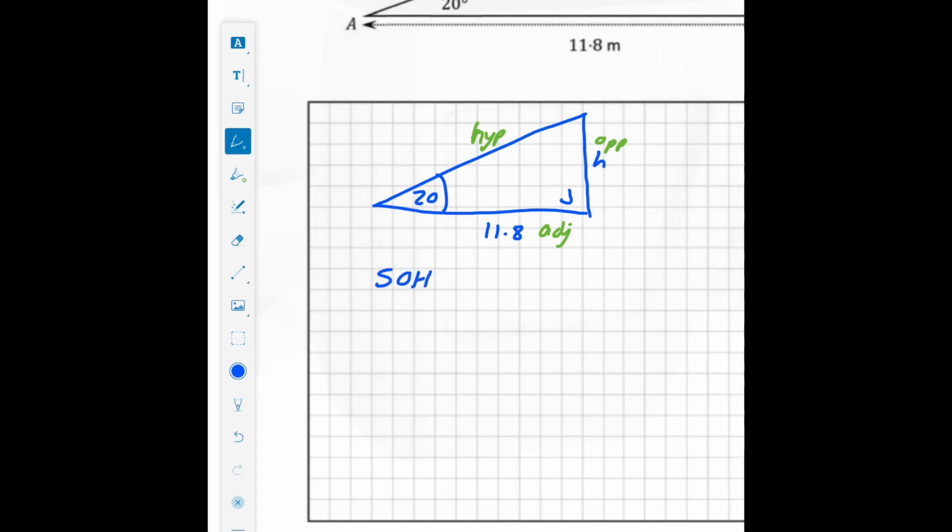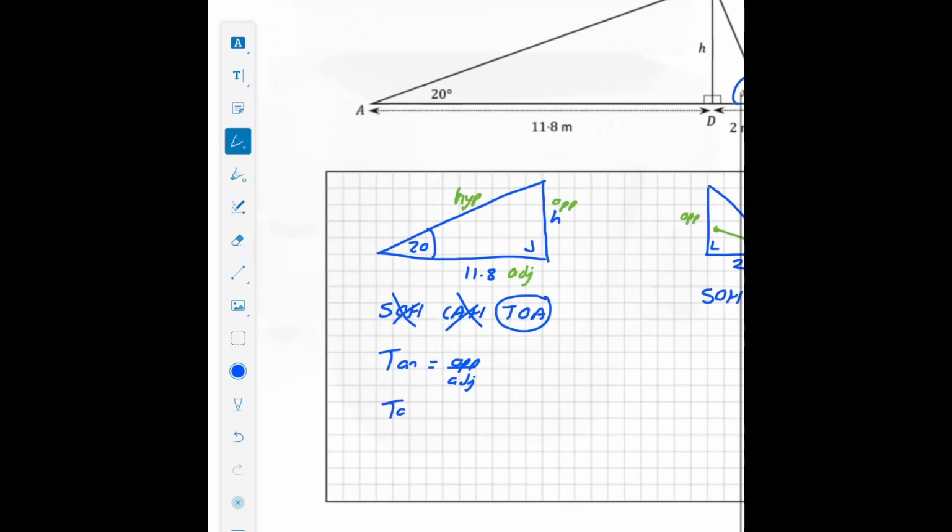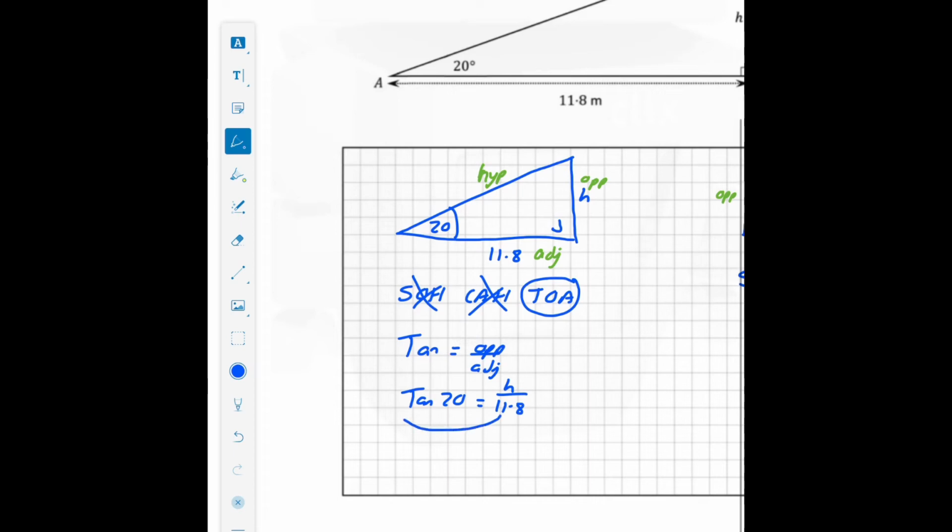Okay, so I have SOHCAHTOA. Now the hypotenuse here, we're not looking for it. We don't care about it. So anything with a hypotenuse is going to be gone. So we're going to work with tan. So we know that tan is equal to opposite all over adjacent. Okay, so we have tan 20 is equal to opposite, which is H, all over adjacent, which is 11.8. Okay, now I've seen this before. I'm going to bring that over to that side and multiply. So it'll be 11.8 tan 20 is equal to H.